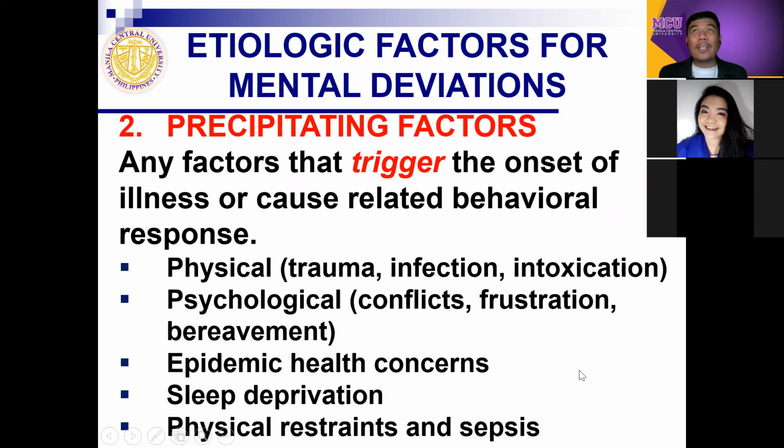Pag sinabi naman natin precipitating, what triggers the onset or the start? What triggers the onset of behavioral response? So predisposing, contributed, pag precipitating, what triggers? So sa mental deviation, usually physical yan. As what I have mentioned, trauma, infection, intoxication. So usually we have mentioned dito sa biological, di ba? Then psychological, conflicts, frustration, bereavement. Aware naman tayo sa DABDA. If you are aware of DABDA, ito yung usual na pagdadaanan ninyo whenever you experience yung sa grief or some situations na denial, anger, bargaining, depression until acceptance.